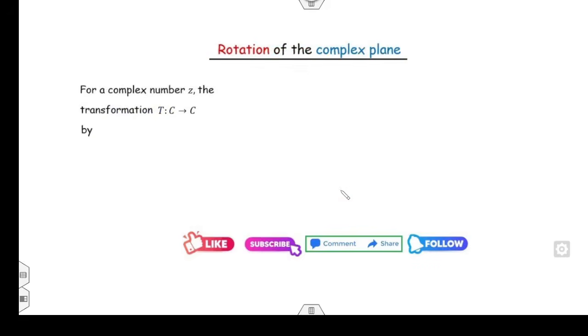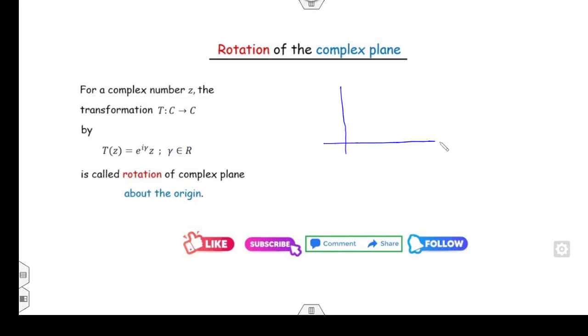What is the meaning of rotation? That means if you define the map T of z, which is e raised to the power iota gamma times z, then such a map is called the rotation about the point origin.